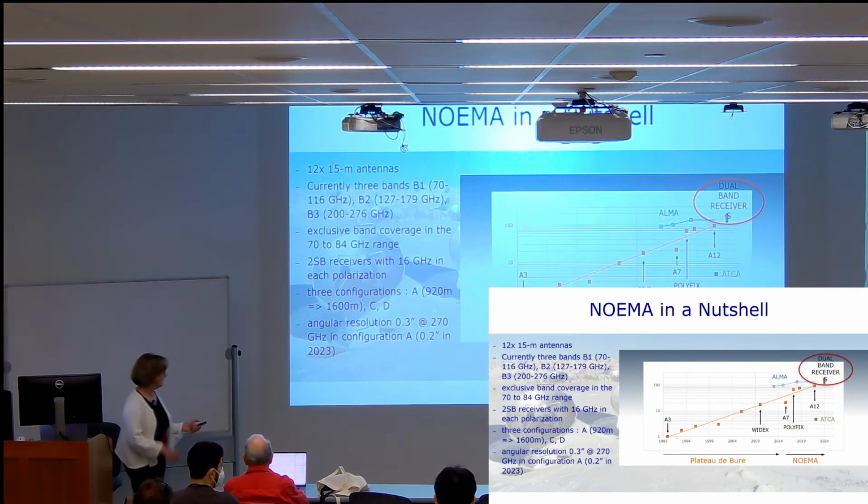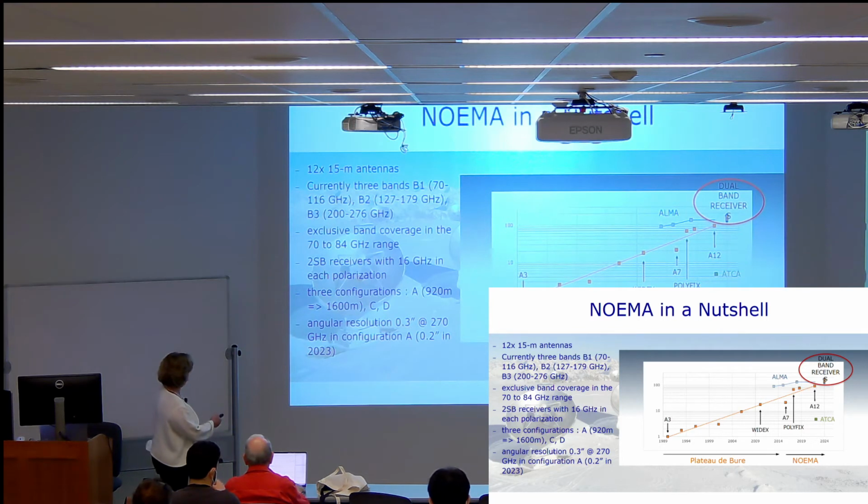And just quickly to tell you what is Noema, because I don't know that many people know about it. It's now 12 15-meter antennas. They're very large. They're very good at detecting point sources, faint point sources. Because we're based in southern France in the Alps, we're not based on Chajnantor. We are mostly limited to the 3, 2, and 1 millimeter bands. So we're not doing sub-millimeter work on Plateau de Bure.